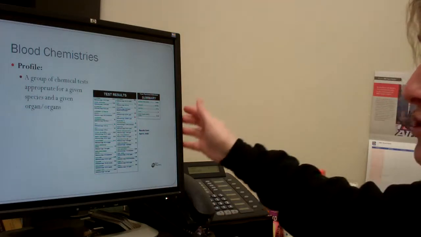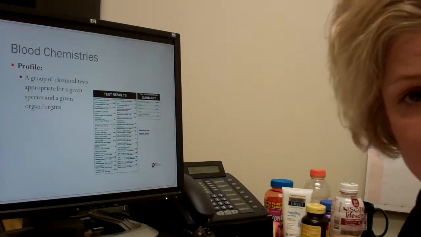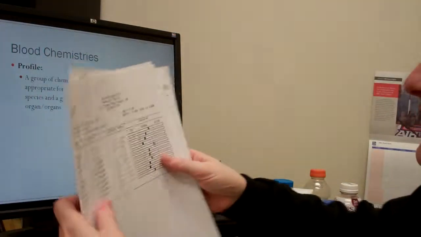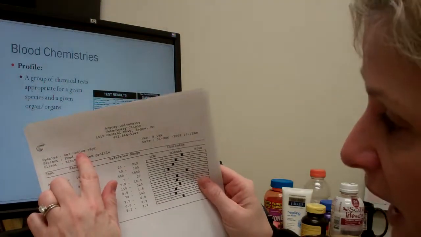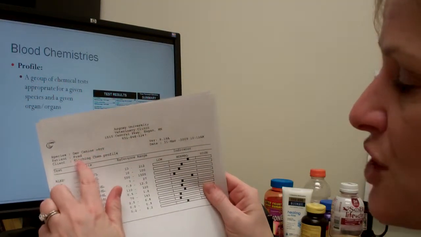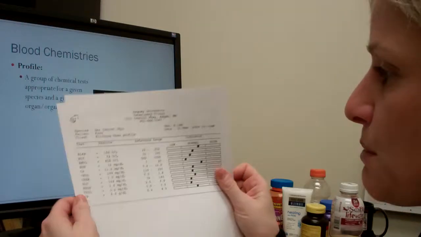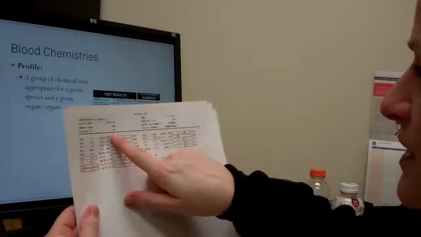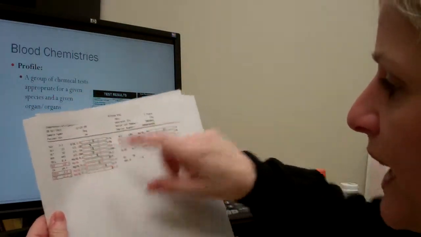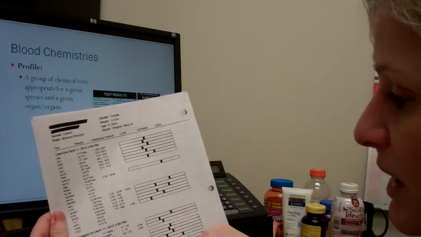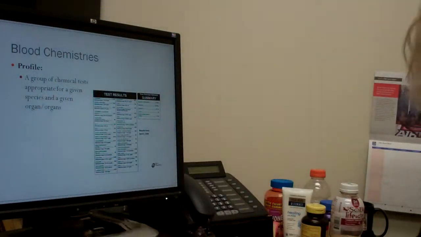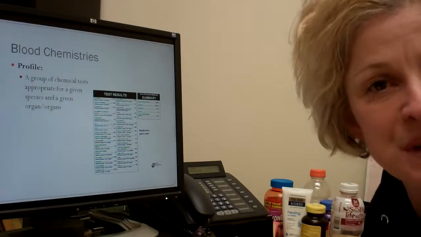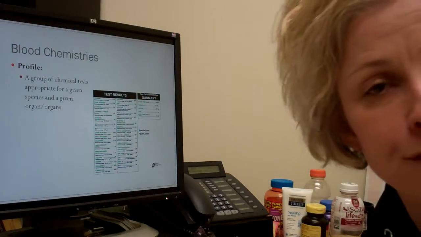Now, a profile, as I mentioned, is a group of tests appropriate for a species. So you can see here it says canine greater than 8 years of age, and so it's very specific. I don't even have any cats here. This is a dog one. The normal ranges for the different species will be different. And so these computers will ask you what sort of species you're dealing with: cat, dog, ferret, whatever.